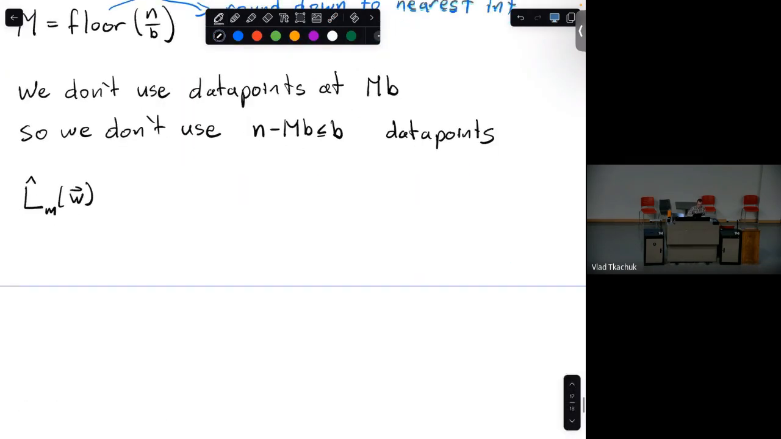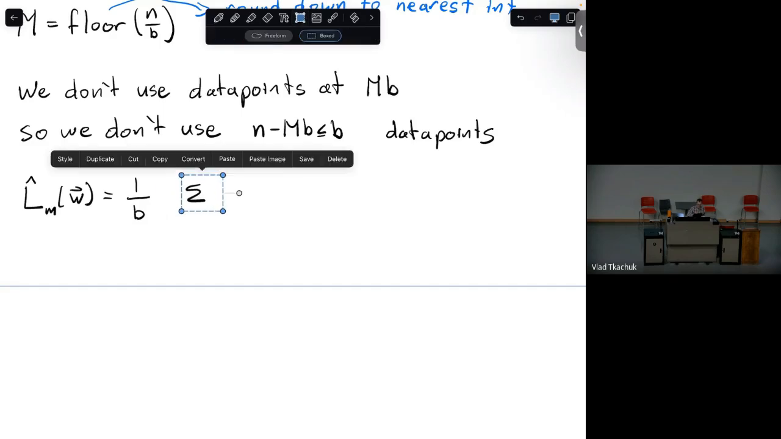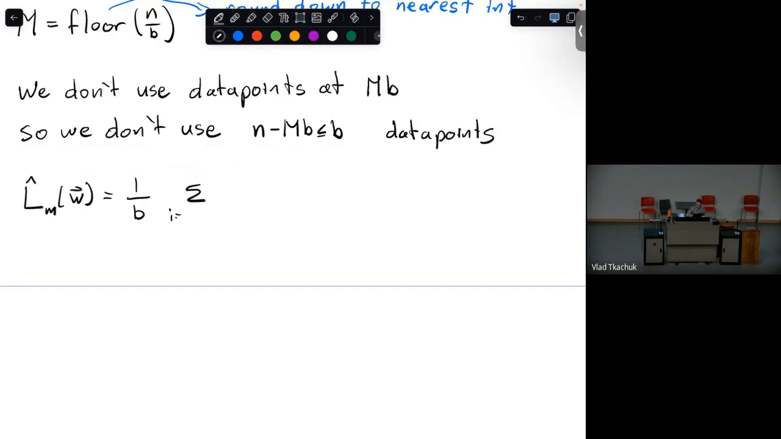So I write it down. It's exactly as before, but now instead of having n data points, you have b. The sum is now a little bit ugly because you have to get the indices right. This is just a delicate art of trying to remember whether you got the minus ones and the plus ones correct half the time.